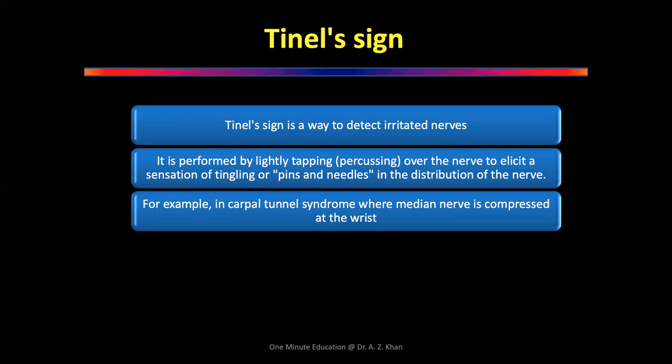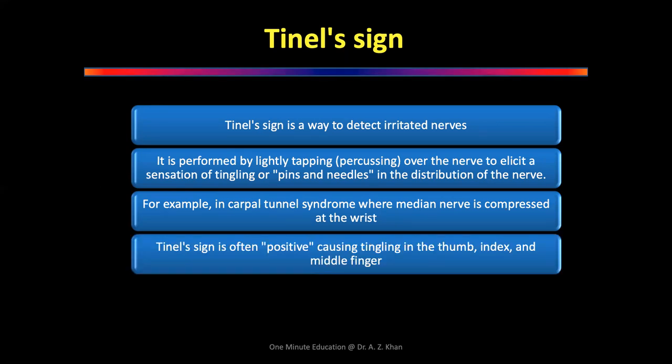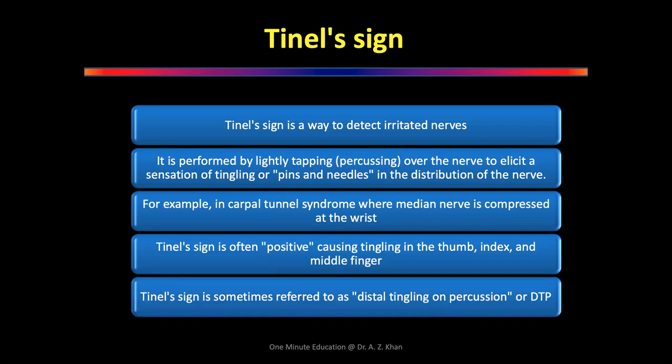Okay, so the commonest place where you do it is in carpal tunnel, where the median nerve is compressed or trapped. And you want to do this because you want to differentiate carpal tunnel from thoracic outlet syndrome. So when you get thoracic outlet syndrome, you have to rule out any localized cause of nerve compression. And so always Tinel's sign becomes part of the assessment for thoracic outlet syndrome, okay? So it's sometimes referred to as distal tingling on percussion or DTP.